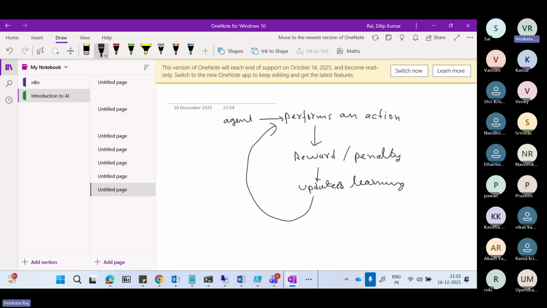It's similar to how we train a dog. How dog training is done, we give a reward for the correct action and a penalty for the wrong action. So that is how reinforcement learning is.